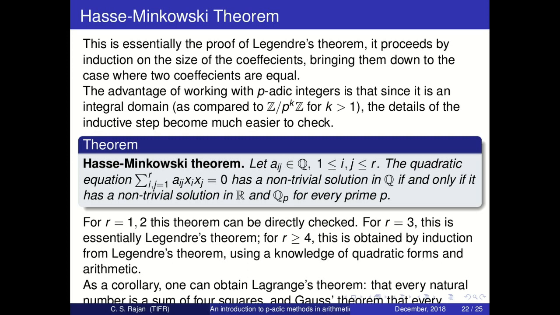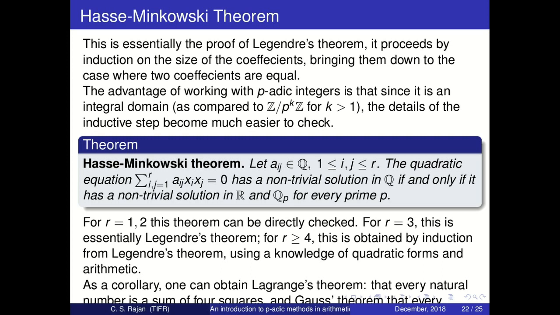For r equal to 1 and 2, the theorem can be directly checked. For r equal to 3, this is essentially Legendre's theorem. For r greater than or equal to 4, this is obtained by induction from Legendre's theorem using a knowledge of quadratic forms and arithmetic. As a corollary, you get the solution in Q if I take 4 squares and things like that, and from Q to integers one can go. You can get Lagrange's theorem that every natural number is a sum of 4 squares, and Gauss's theorem that every number can be written as a sum of 3 triangular numbers. Again, for details, see Serre's book. It's not too difficult to go from rationals to integers. So the local-global theorem is true in this case, and it's very nice.